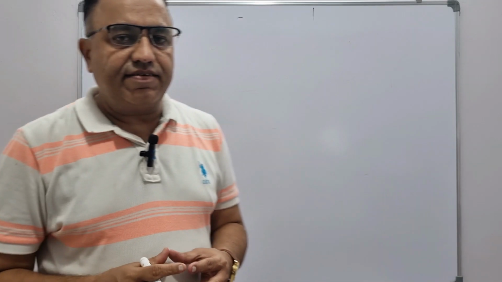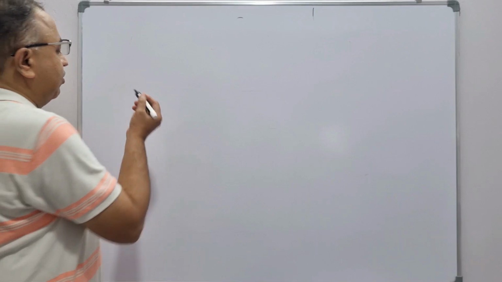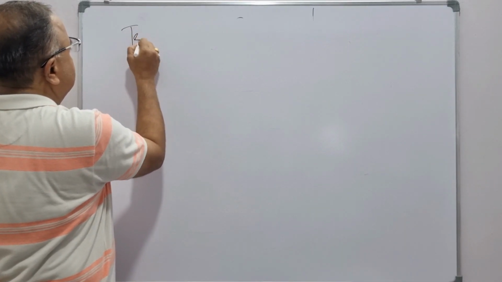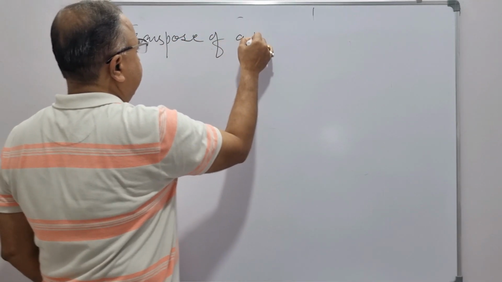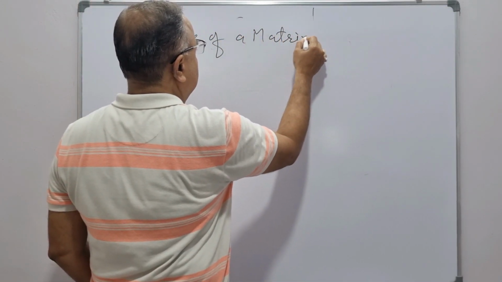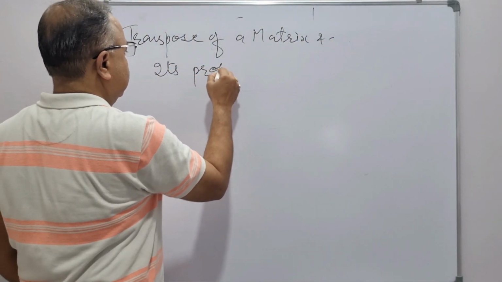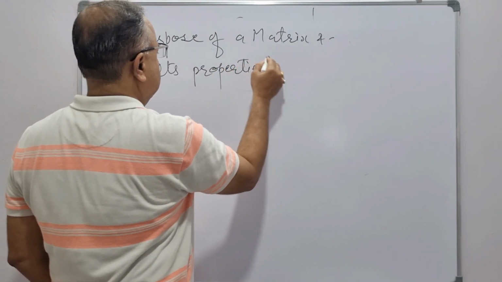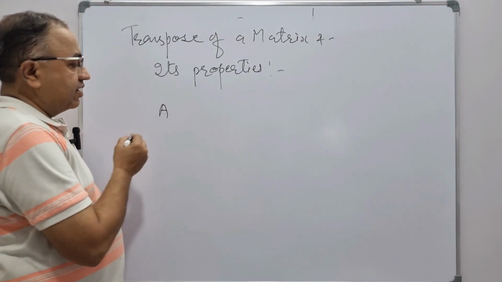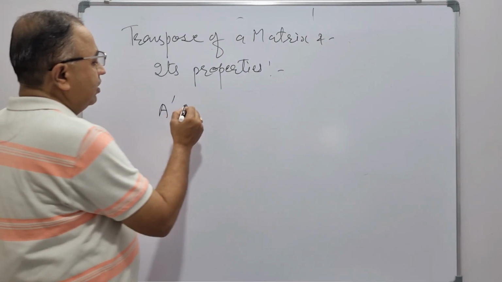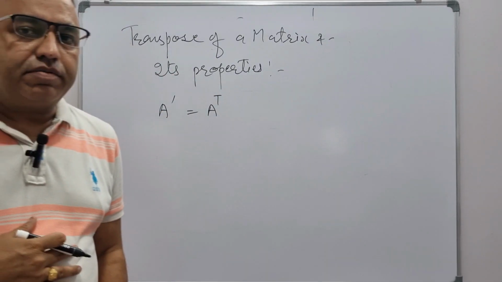Now next, today we'll discuss the transpose of a matrix and its properties. So the next topic we'll be discussing is the transpose of a matrix and its properties. Suppose A is a matrix. Its transpose is denoted as either A dash or A to the power T. We call it the transpose of a matrix.